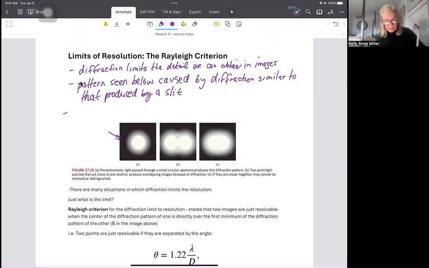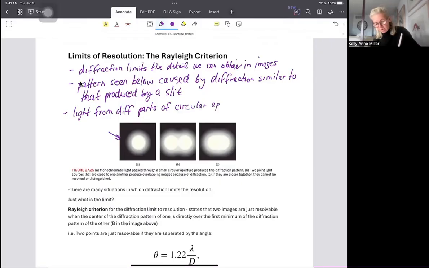So let me just write that: light from different parts. It works the exact same way as a slit. It's just a little bit harder to understand when it's a circle, but just know that light from different parts of the circular aperture interferes constructively and destructively, and that produces the effect, the fuzzy edge.